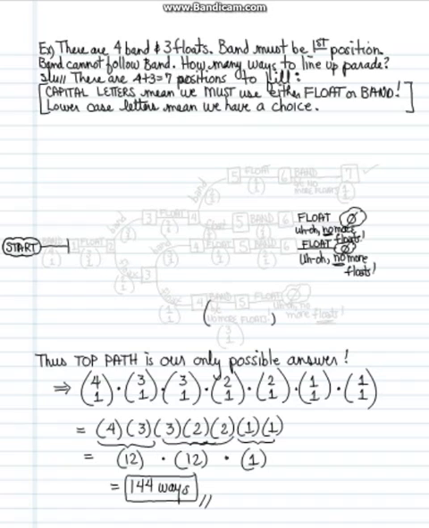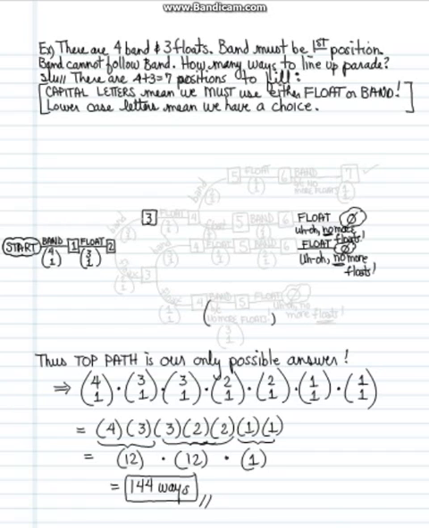Well, it says that we have to start off with a band for the first position. So we'll put capital BAND, and there are 4 choose 1, because there are 4 and we're going to choose 1. For the second position, we have to put a float because 2 bands cannot follow each other. So it's 3 out of 3 possible floats, 3 choose 1.